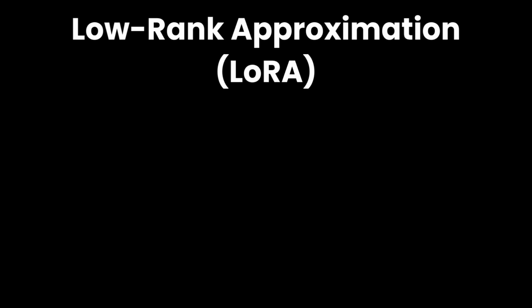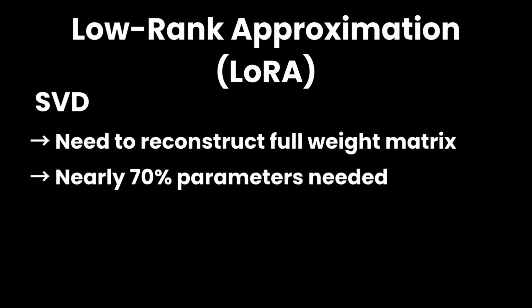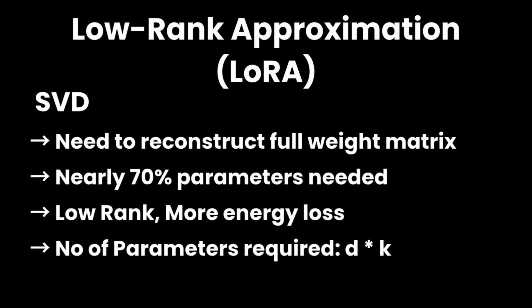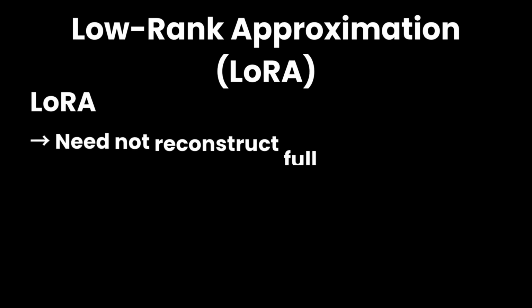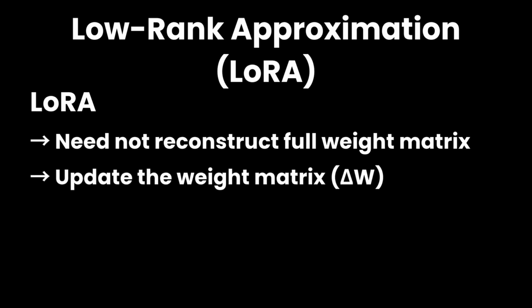With SVD, we tried to reconstruct the whole weight matrix, which needed near 70% of the parameters. And at r equals 8, there is a reconstruction loss of about 87% approximately. For reconstructing a weight matrix of size d by k, it requires d times k parameters. With the low rank approximation, we do not reconstruct the whole weight matrix.